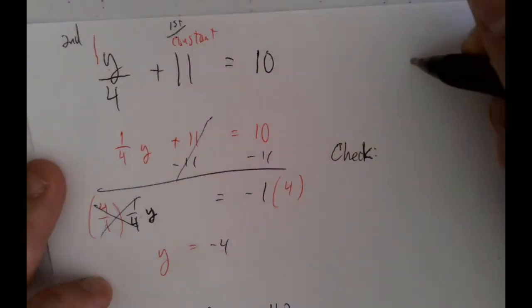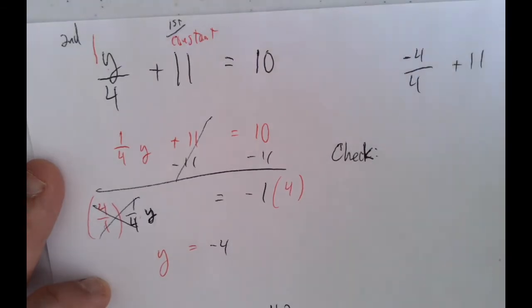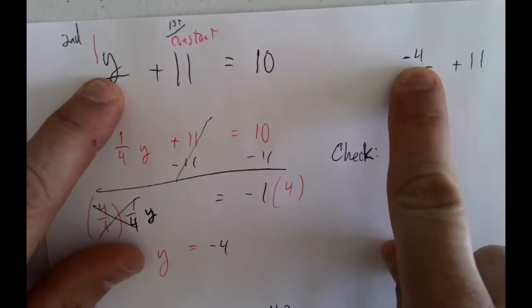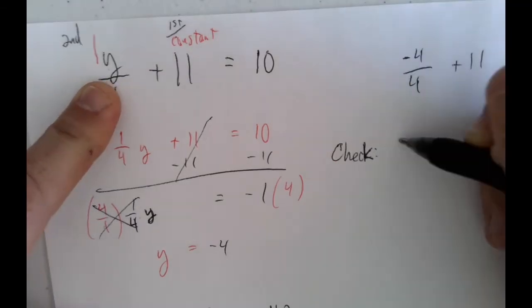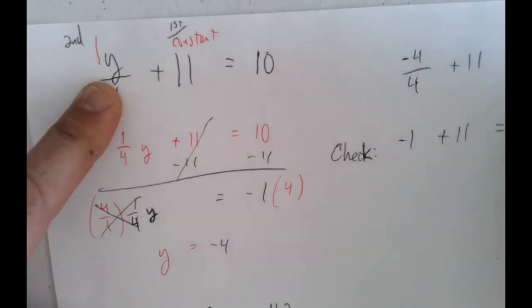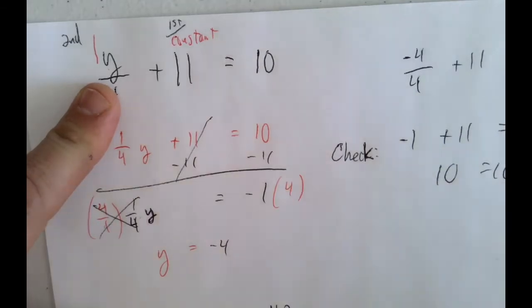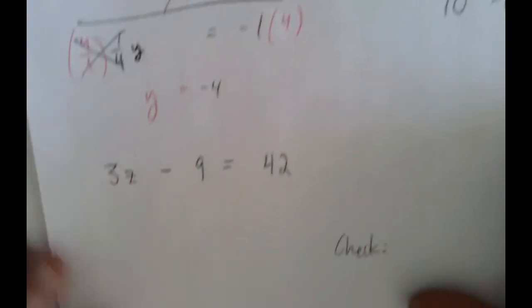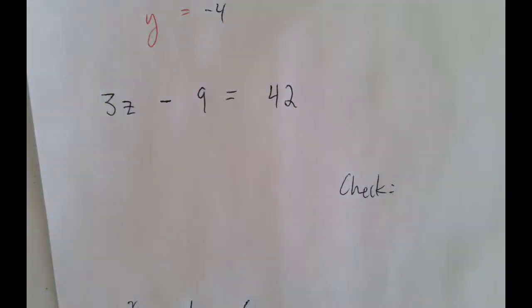Let's check our answer. So we've got -4 divided by 4 plus 11 equals 10. So all I did was plug in the value I got for y to see. So what is -4 divided by 4? That's -1 plus 11. Is that 10? 10 equals 10. Yes, it is. All right, so take a look at this one. Pause the video and try it yourself.